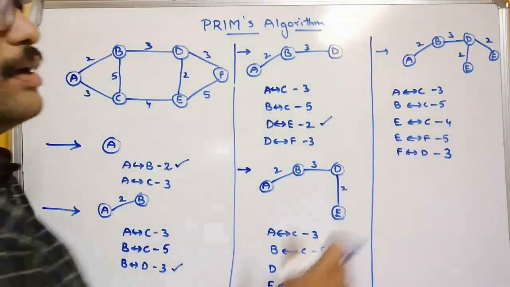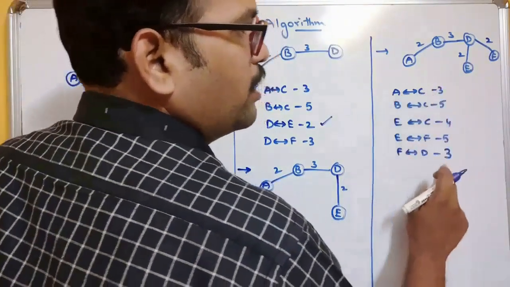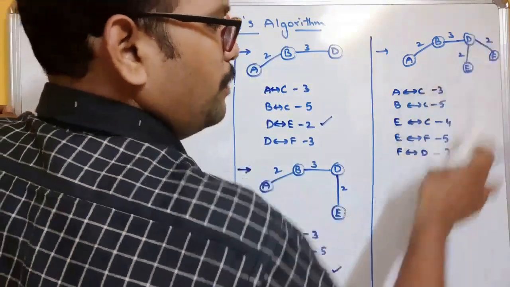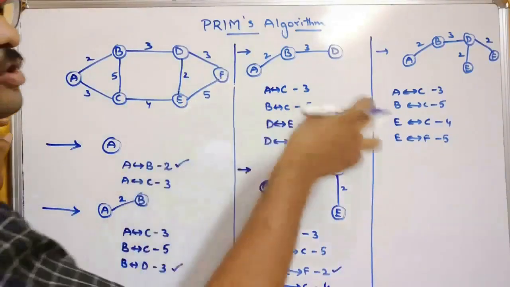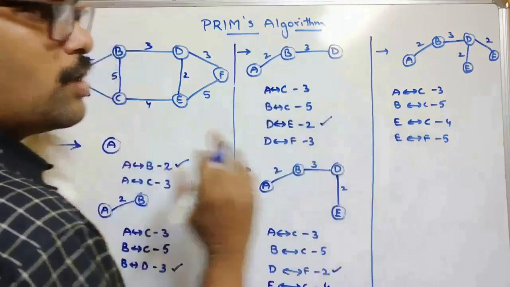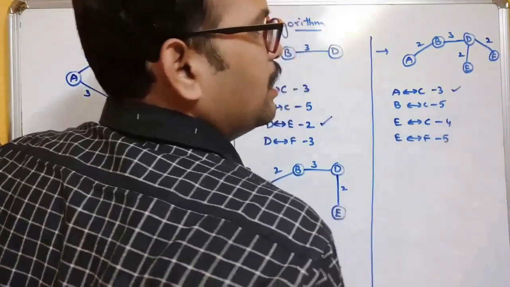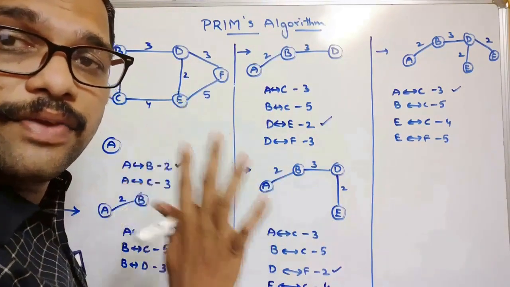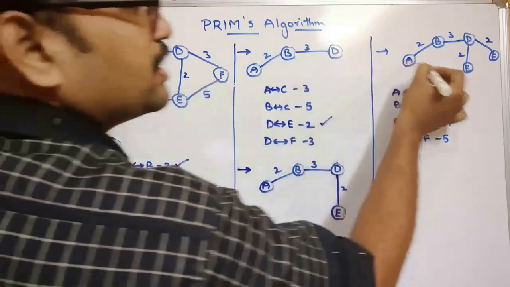Now among all these, what is the minimum? A to C or F to D, right? F to D is also completed, so you need not go with this one. And F to E is also completed, we have written F to E here. Now among all these, what is the minimum cost? A to C. So consider A to C and observe whether it forms a cycle or not. If you apply A to C, it doesn't form a cycle.